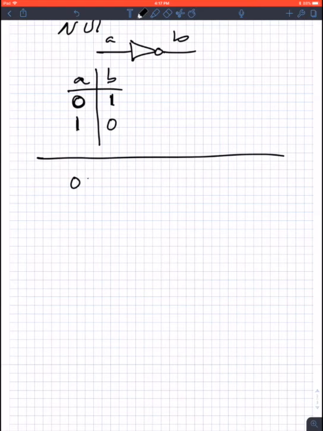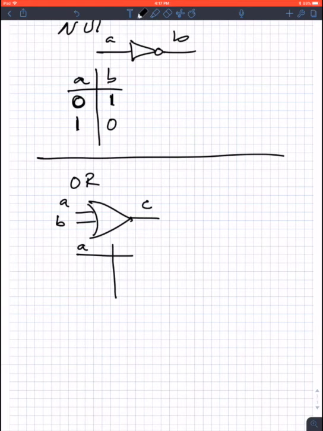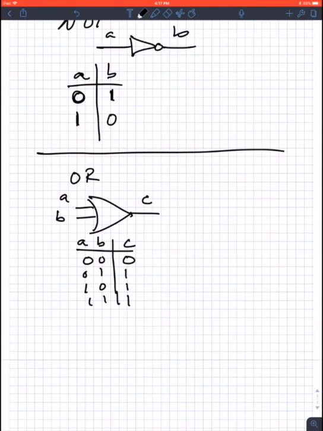Now let's go with OR. What if I had two inputs, A and B, and an output C, and I wanted to know what the OR function would be? Okay, then if either A or B is a 1, the output is 1. So the only place where it's not a 1 is when A and B are both 0. Okay? All right, so that's pretty straightforward.